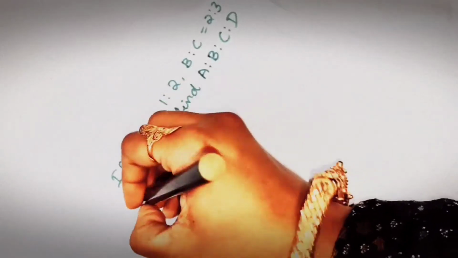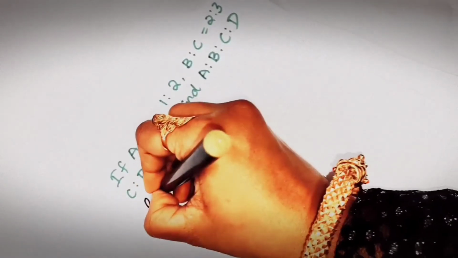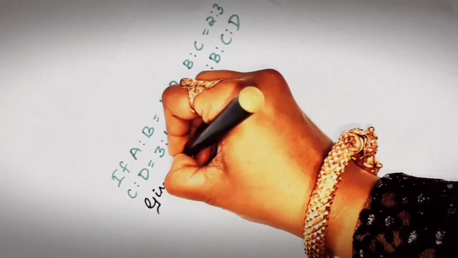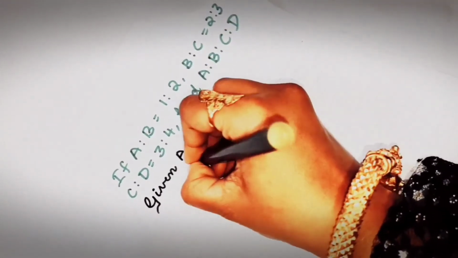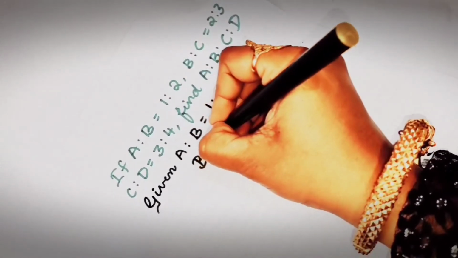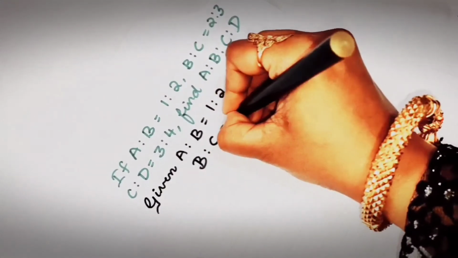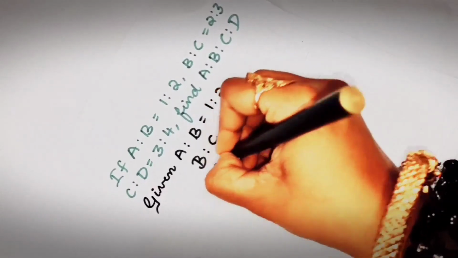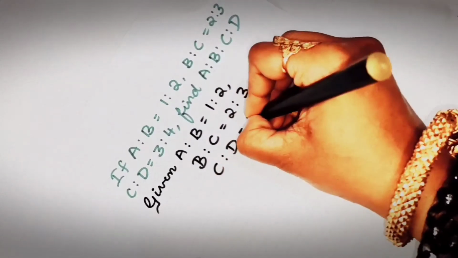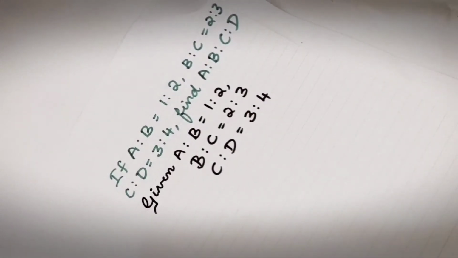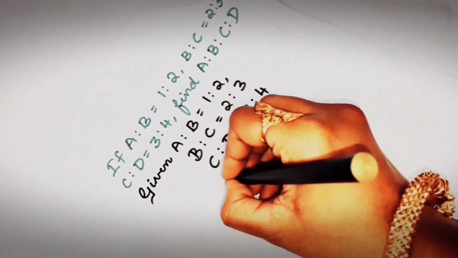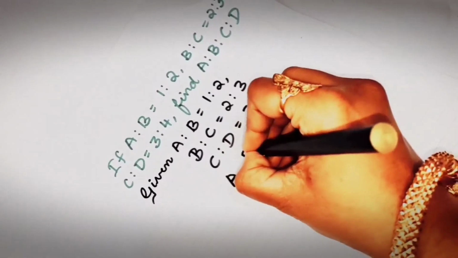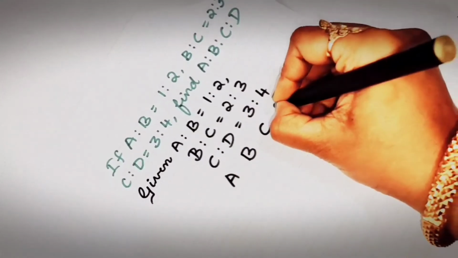So let's start. First, as usual, we write what is given in the question. A is to B is equal to 1 is to 2. B is to C is equal to 2 is to 3. And C is to D is 3 is to 4. Now here we have to draw 4 columns. These 4 columns represent A, B, C and D.